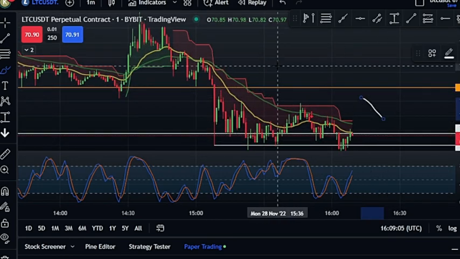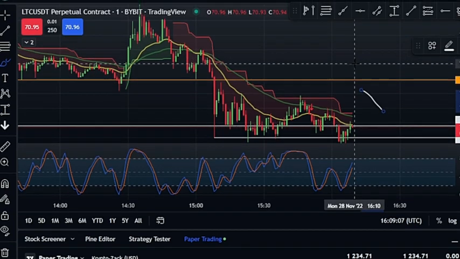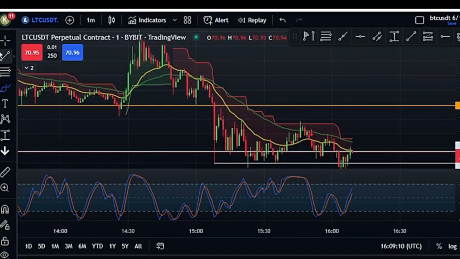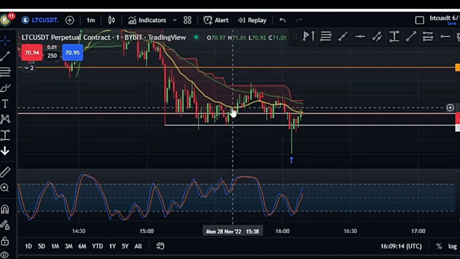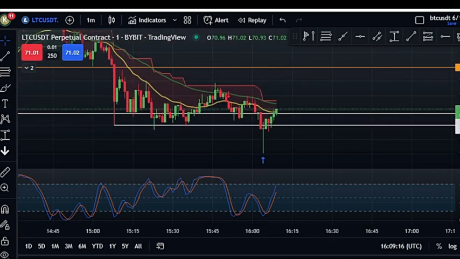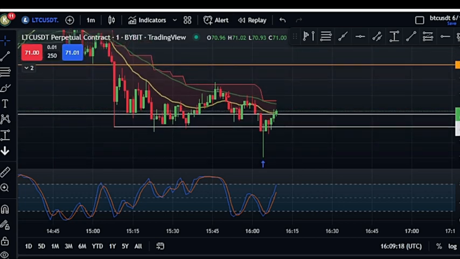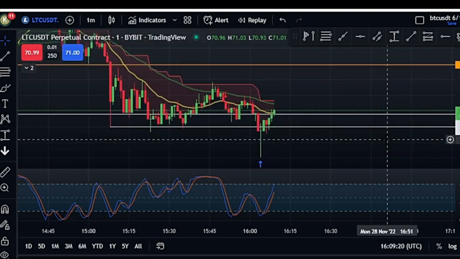So far we are $234 in profit, so we've got enough buffer to take more trades. Even if we catch a loss, we're still going to be in profit. Now the price is getting back up toward the range.